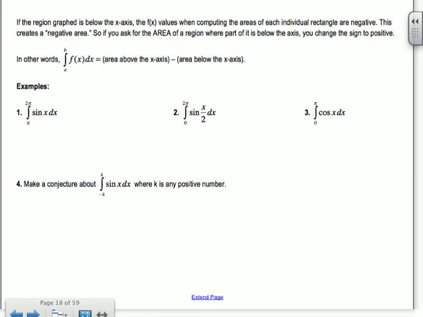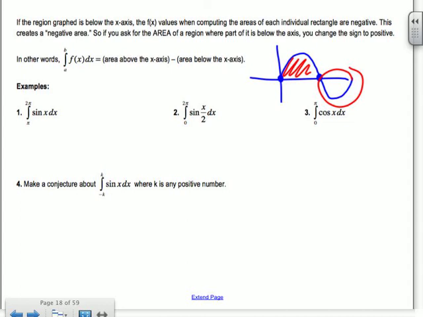All right, so if the region graphed is below the x-axis, the f of x values when computing the area of each individual rectangle is negative. This creates a negative area, quotation marks. So if you ask for the area of a region where part of it's below the x-axis, you have to change the sign to positive. So basically, if you had something that went above and then below, and I really asked for the area, the area is always positive. So you would need to find the integral from here to here, and then subtract out, so add the opposite of this part. Okay, so we have some examples.